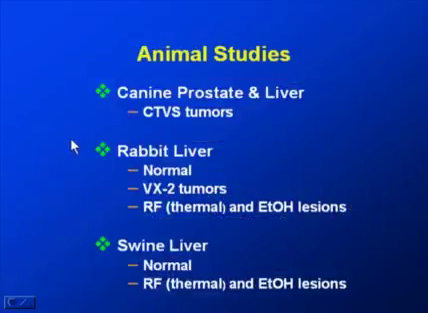At our lab, we've been looking at animal studies for quite a while, trying to investigate some of the fundamental properties of elastography. So we looked at canine prostates and livers, we looked at rabbit livers, and we looked at swine with either thermal or ethanol alcohol added in order to induce lesions. And the concept here is that we were mainly interested in cancer applications, trying to figure out if we could detect, differentiate, or characterize lesions based on their elasticity properties.